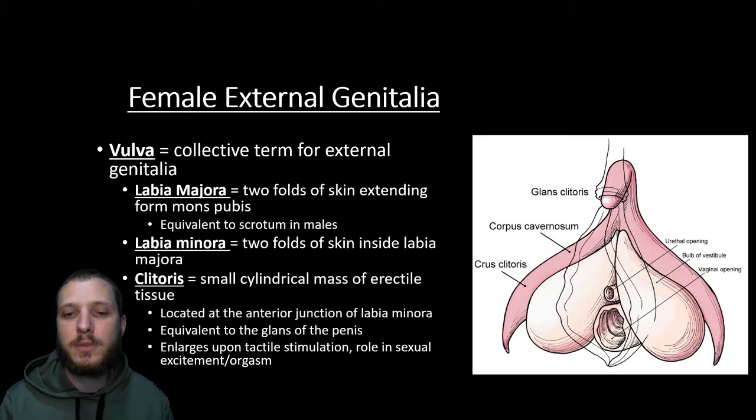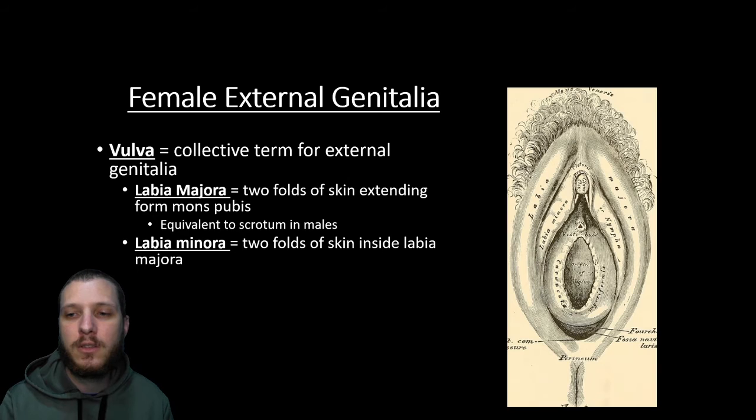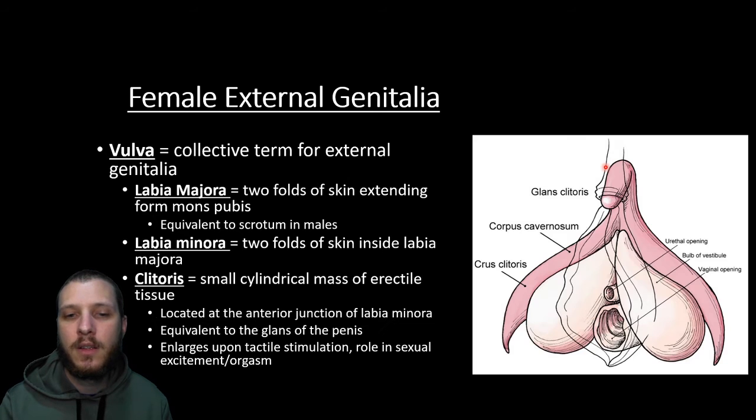And then we have the clitoris, which is a small cylindrical mass of erectile tissue. So here you can see clitoris here. And what's kind of interesting is, you always see this external tiny part, but if you dissect it, the whole inside part, the clitoris is much larger than anyone ever really thought. I think it wasn't until the mid or late 1990s that anyone ever actually dissected the clitoris and we were able to see just how far the nerve endings extend. So the clitoris itself is going to be equivalent to the glans of the penis. So again, important for sexual arousal. So it's going to enlarge during tactile stimulation and plays a role in sexual excitement and orgasm.